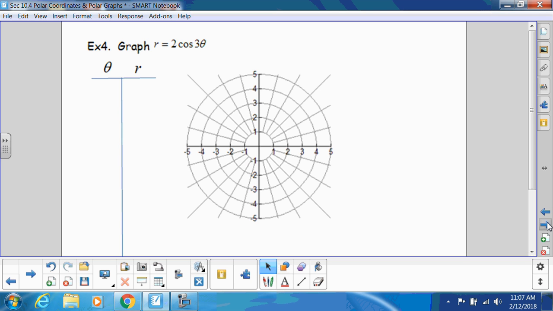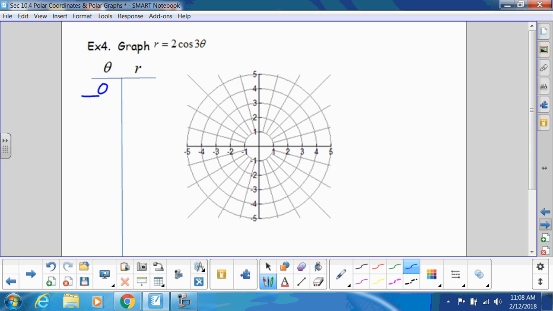Okay, so let's look at the next one, example 4. Let's practice graphing just without converting to rectangular. Let's just graph with our theta and our radius. Okay, so again, you definitely want to try going through 2 pi, but some of these have cycles that are not just 2 pi. So again, you have to be careful as you're graphing this and understand the why behind everything.